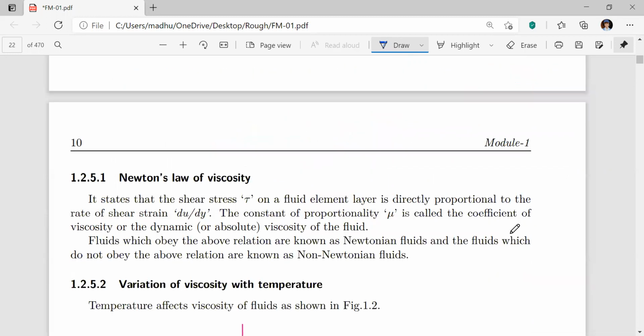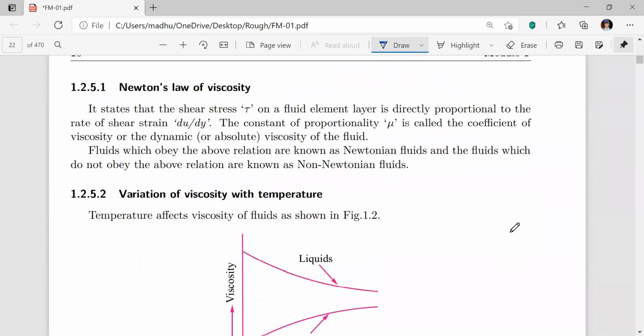Okay, so these are the two things, that is dynamic and kinematic viscosity. Both are the same property of the fluid, but they are expressed in a slightly different manner with a different notation and different units. Okay, so next one, Newton's law of viscosity.